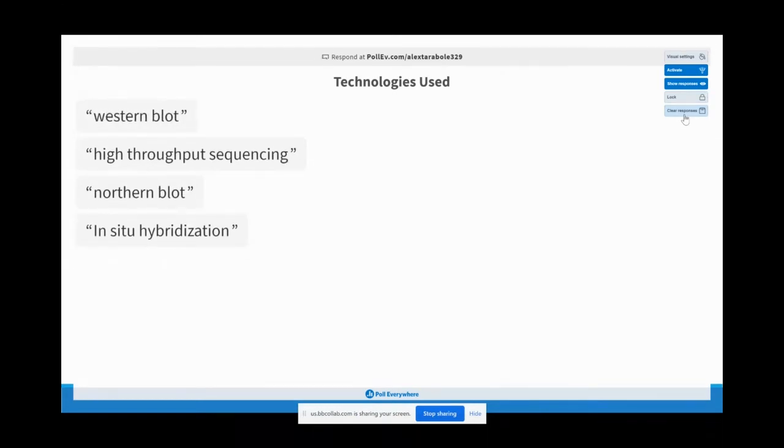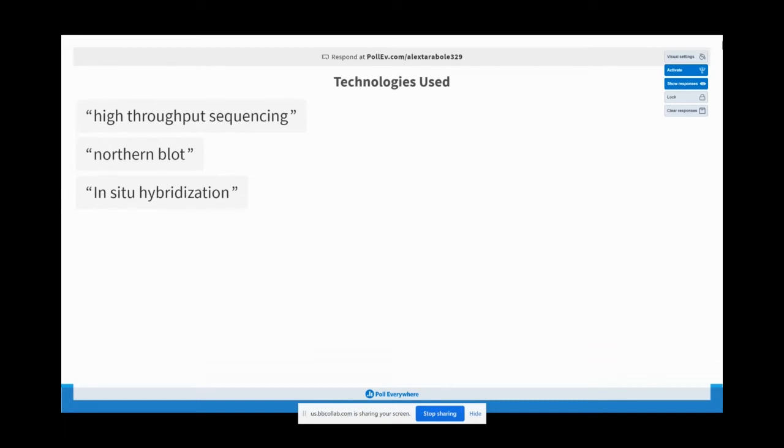Ooh, someone's still answering Western blot. Remember, Western blots are for proteins. Took it down.